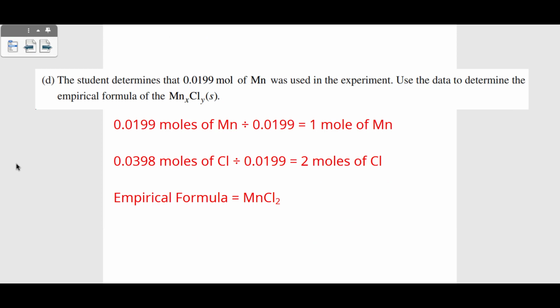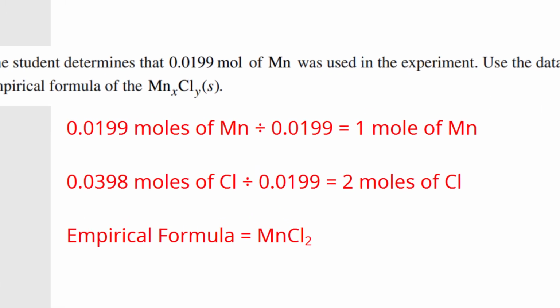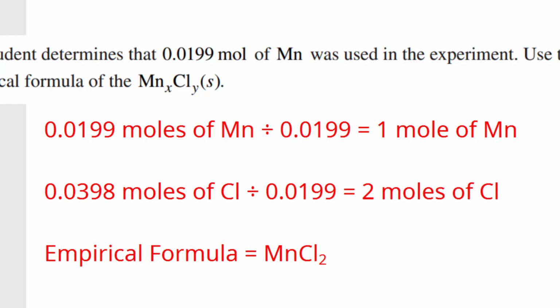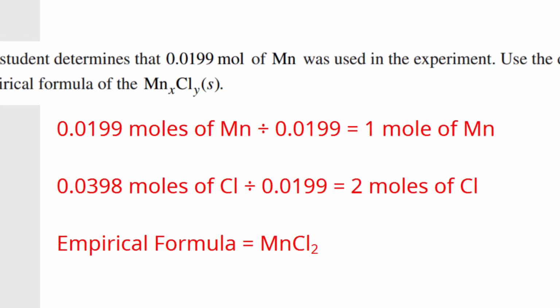And of course, to find an empirical formula, any formula is a ratio of moles. So you're trying to find out what's the ratio of moles from manganese to chloride. If you don't see it, divide by the smallest one, and that gives us a 1:2 ratio, which means the empirical formula is MnCl2 for this manganese chloride, which means manganese does have a positive 2 charge within this compound.